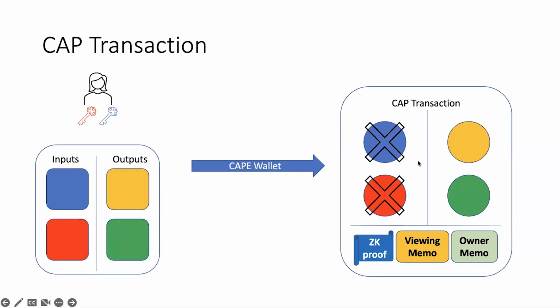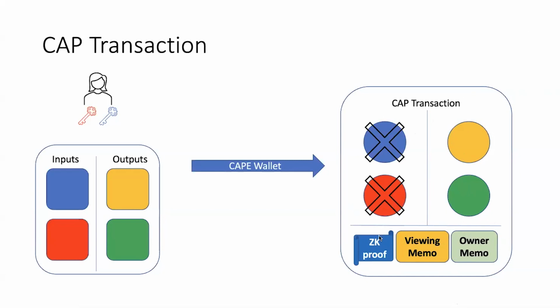So in addition to this, which is basically I'm describing a Zcash transaction, we also have something called a viewing memo, which I'll describe. And then the owner memo is what allows the recipient to decrypt what happened. And that the owner memo is present in Zcash as well. So the new thing here is this viewing memo, and I'll describe how that works.